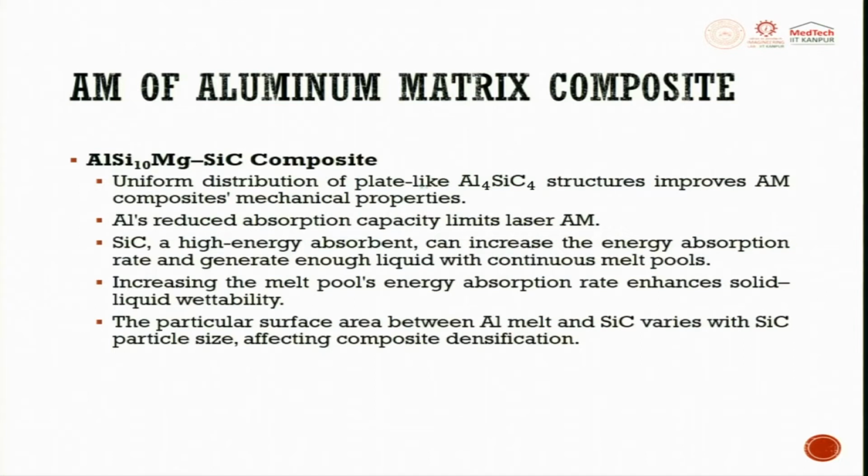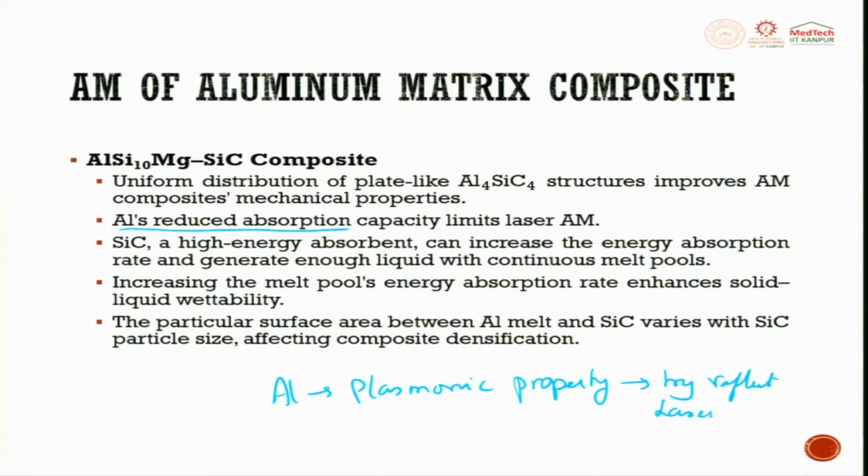Uniform dispersion of plate-like Al4SiC4 structures improves the mechanical properties of AM composites. Aluminum's reduced absorption capacity limits the laser processes. Why does Al reduce absorption? Because Al has a plasmonic property, and this property tries to reflect the laser. So that puts an issue with laser additive manufacturing.